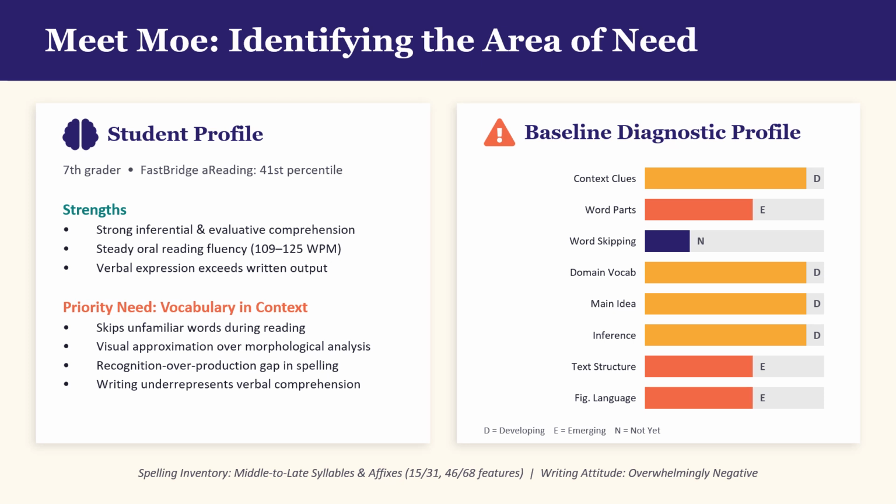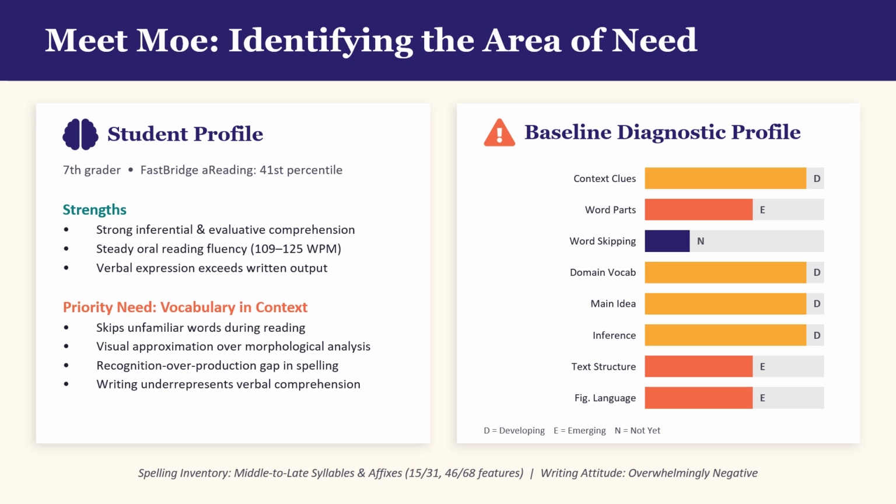So during reading, Mo would skip unfamiliar words entirely or guess based on their shape. In one of our first sessions, he read the word psychologist as physiologist, and he did it with so much confidence that I nearly missed that he was making an error. And he skipped the word stigmatization altogether.